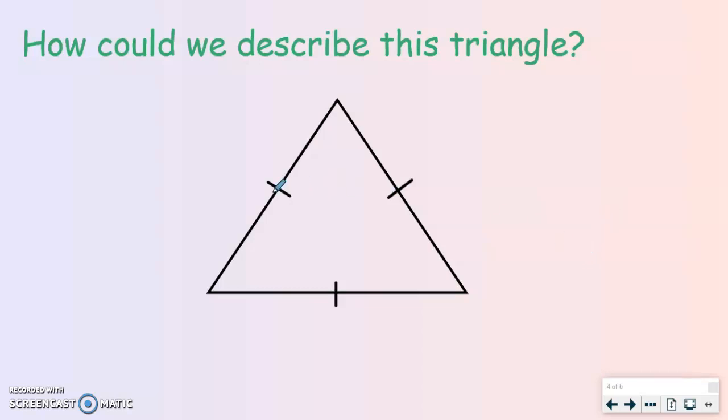Well, first, it has those lines, those tick marks, letting us know that all the sides are the same. So first, we could say that this triangle is equilateral, okay? Equilateral. But now let's take a look at angles, okay?